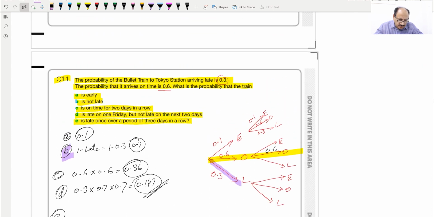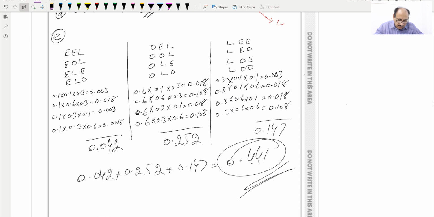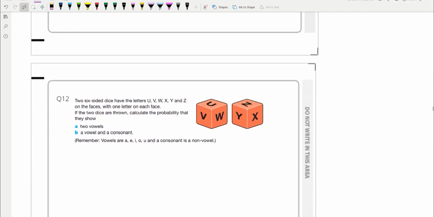It was a little tricky question. The E part is confusing also, so you should go through these types of questions for your exam practice.